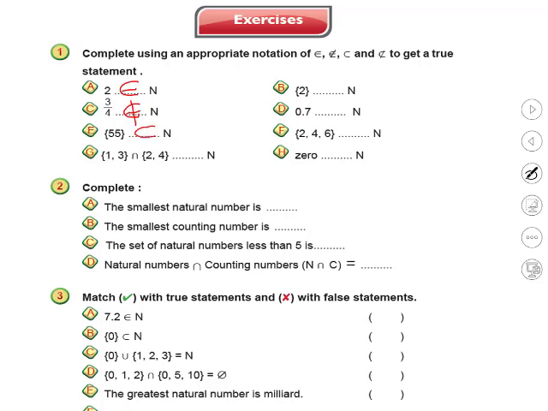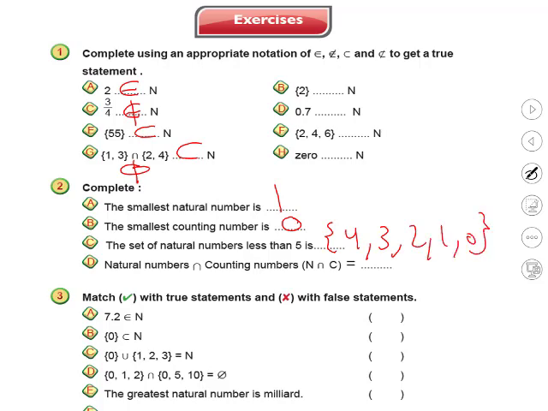Next, 1 and 3 intersection 2 and 4. What is the intersection here? The intersection equals phi, and phi is a subset of any set. Okay, the smallest natural number is 0. The smallest counting number is 1. The set of natural numbers less than 5: so we don't take 5 with us. So we say 4, 3, 2, 1, and 0.